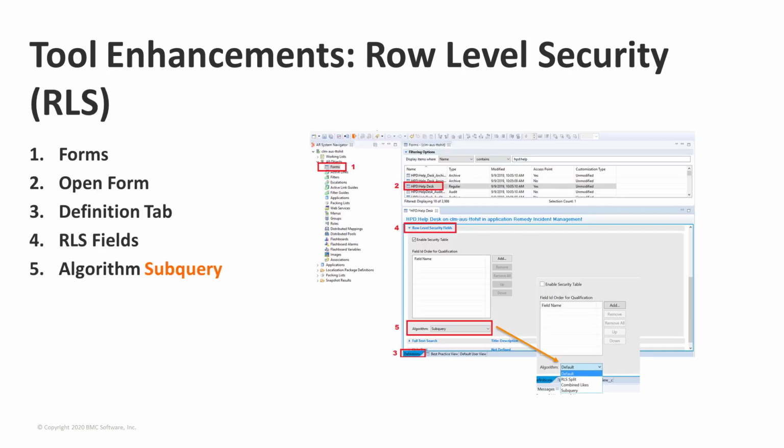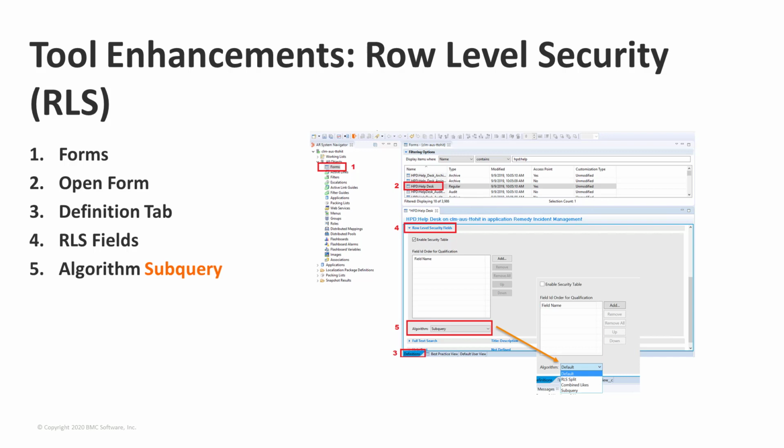So for this, you need to go to the Dev Studio. And first of all, you need to click on Forms. You need to select the form where your field is. For example, if you want to do this on the HPD Help Desk, that is a very common form, you need to select it. You need to go to Definitions and search for the Role Level Security tab.